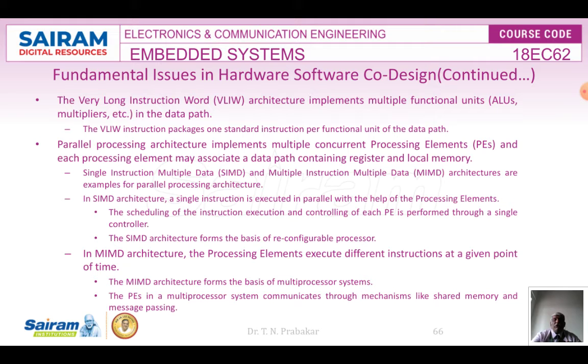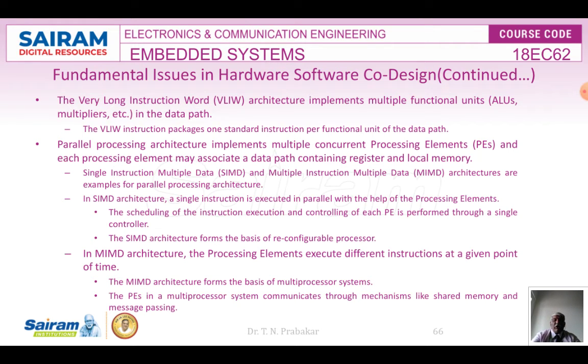There will be multiple functional units, something like so many ALUs and multipliers. The VLIW instruction packages one standard instruction per functional unit, right? So we are going to take one sample instruction from each and every unit, and parallel processing is possible. The parallel processor architecture implements multiple concurrent processing elements, and each processing element may be associated with a data path containing registers and local memory. And single instruction multiple data, multiple instruction multiple data, we have already seen this. So these are all the different architectures.